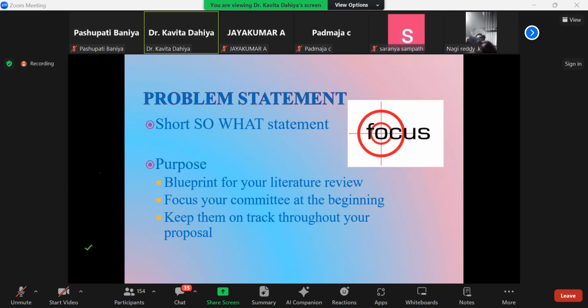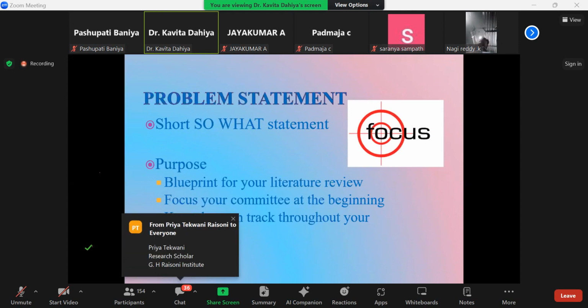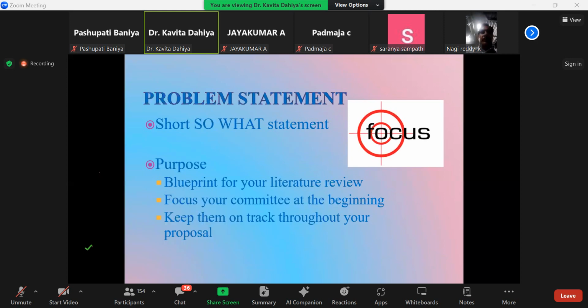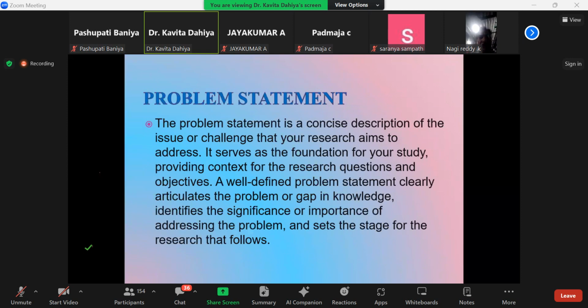As with the title, the problem statement also needs to be very short. So what exactly is the problem statement? It gives the purpose, a blueprint for your literature review, focuses the committee at the beginning, and keeps them on track throughout your research proposal. The problem statement needs to be a concise description of the issues or challenges that your research aims to address.